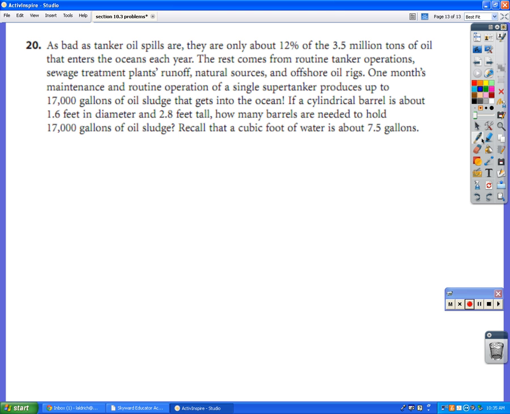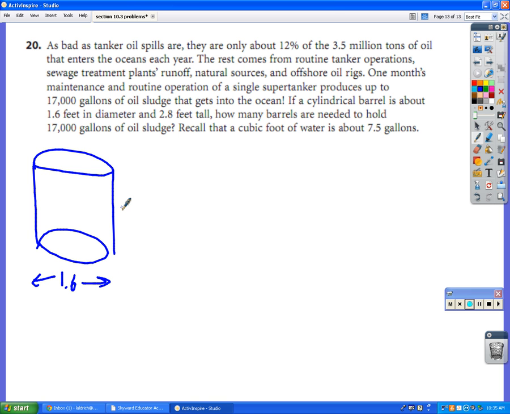If a cylindrical barrel is about 1.6 feet in diameter and 2.8 feet tall, so this is a barrel that they store oil in, and it is 1.6 feet across and 2.8 feet tall, how many barrels are needed to hold the 17,000 gallons of oil sludge? Recall that a cubic foot is about 7.5 gallons.